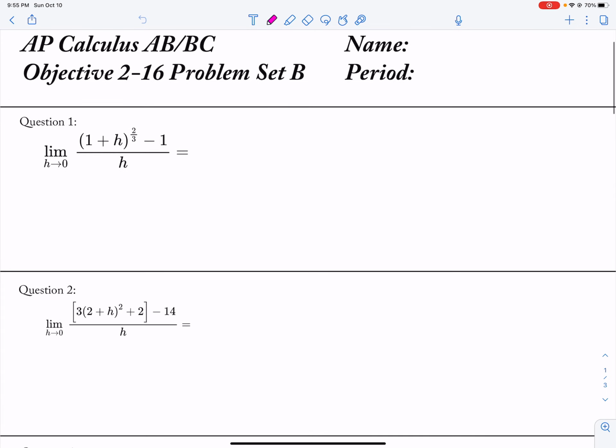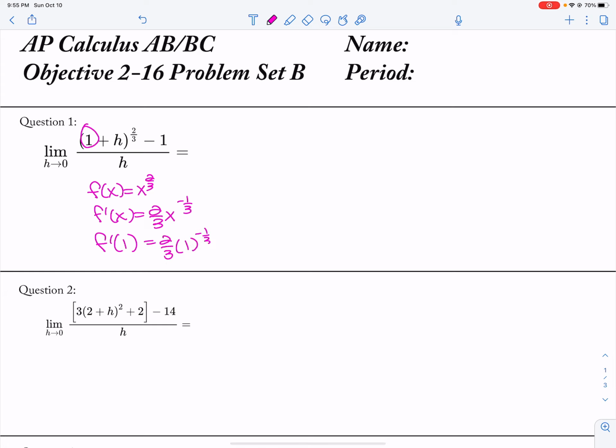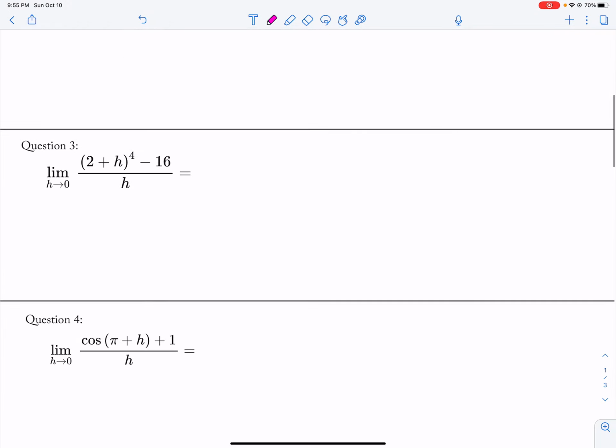Okay, so question 1, my f of x is equal to x to the 2/3. So f prime of x is equal to 2/3 x to the negative 1/3. And I'm finding it at 1 here. So 2/3 times 1 to the negative 1/3. It actually doesn't matter here, but technically this is 1 over the cube root of 1, which is just 2/3.